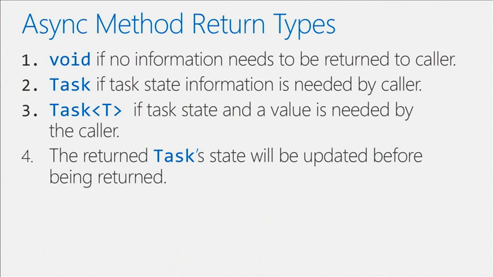On the other hand, if you need state information and some kind of return value from the asynchronous operation that is the result of the asynchronous operation, then you return a Task with a Result property of the parametric type T. And the returned task's state will be updated before being returned, so you don't have to do anything. You can just simply return the task, and you'll see that coming up in a few slides. It's very, very simple. The asynchronicity in Windows 8 is very easy to implement and takes care of a lot of the details for you.